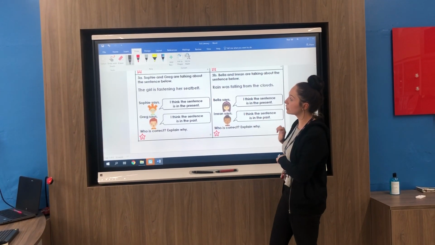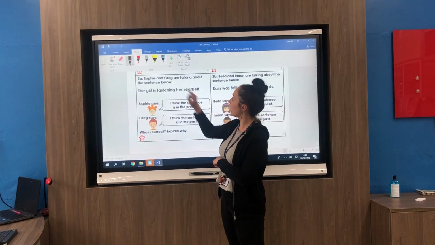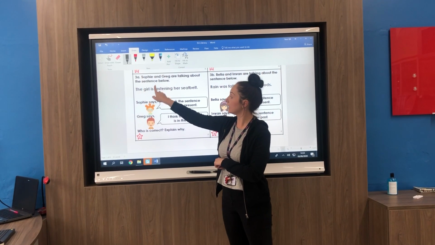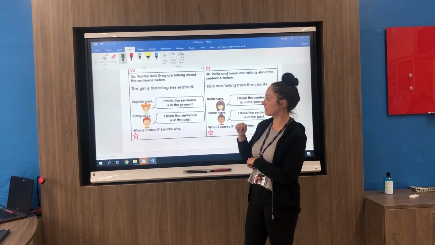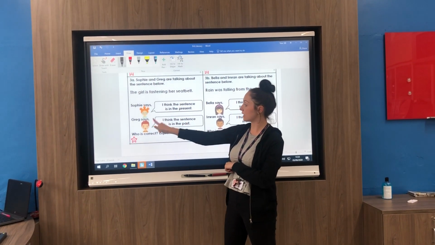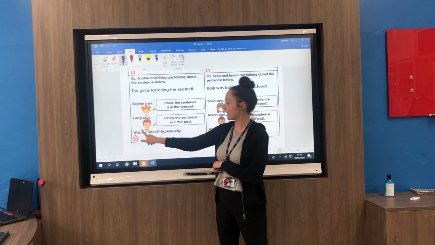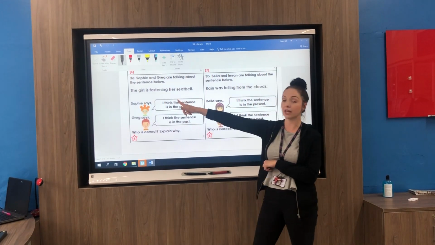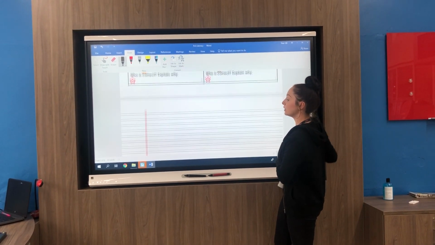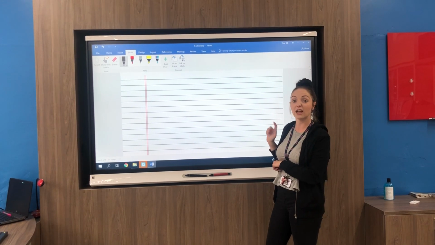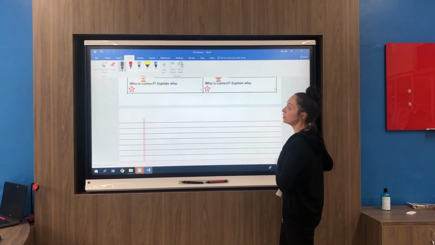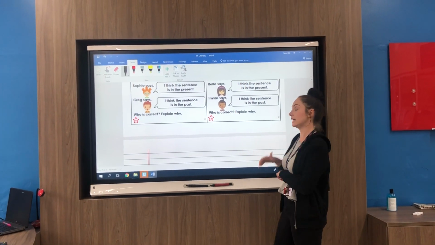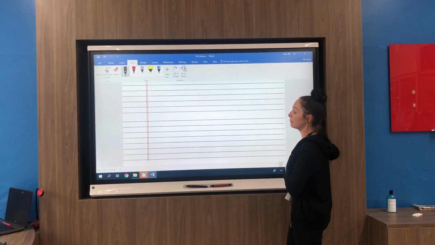And then these bottom two, it says, Sophie and Greg are talking about the sentence below. The sentence is, the girl is fastening her seatbelt. Sophie says it's in the present and Greg says it's in the past. And it says here, who is correct, and explain why. So have a really careful think about that sentence, and then you've got some lined paper on the back to explain your answer. I want you to say, Sophie is correct or Greg is correct because, and explain how you know that person is right.